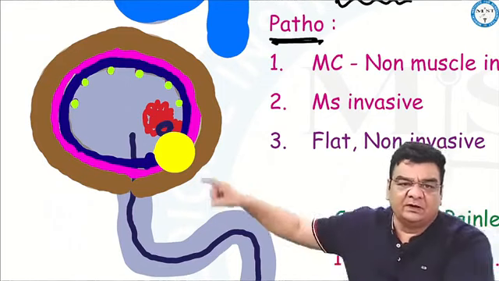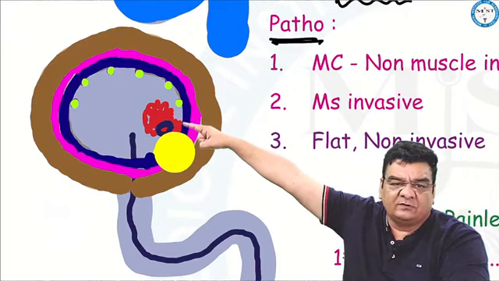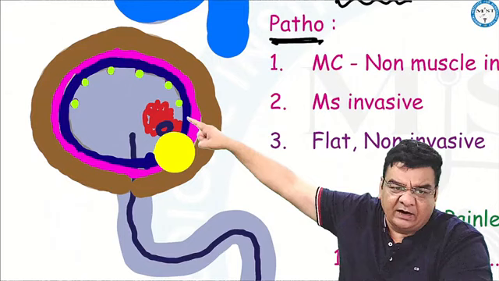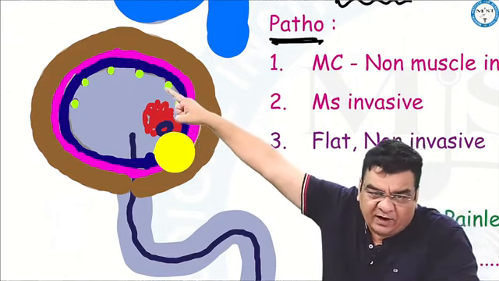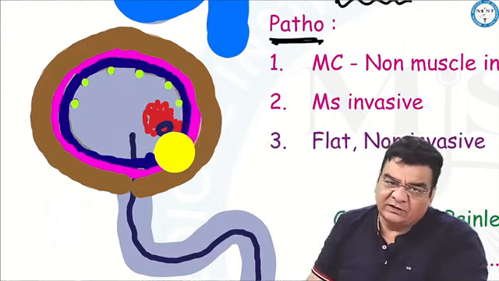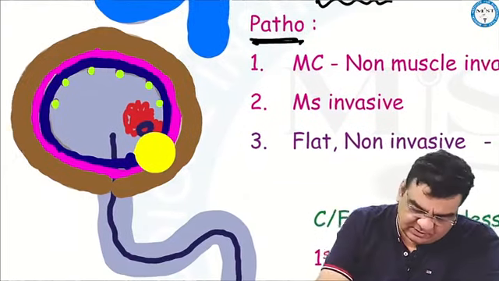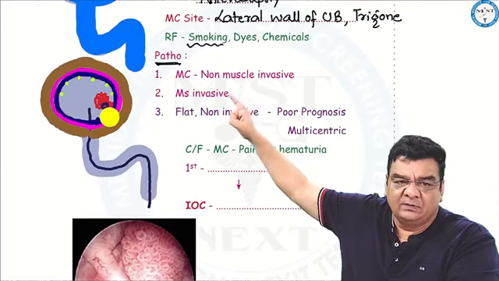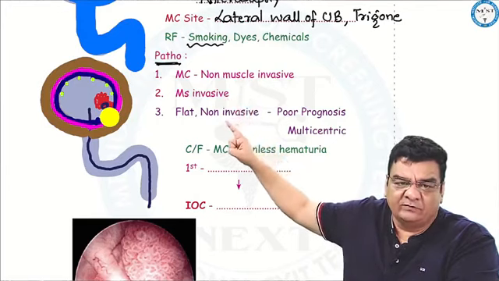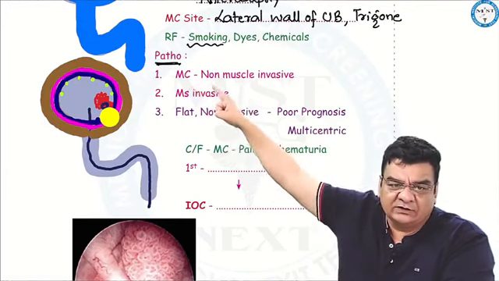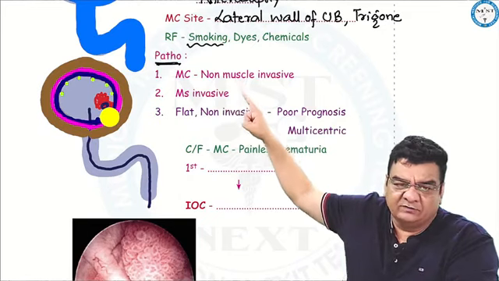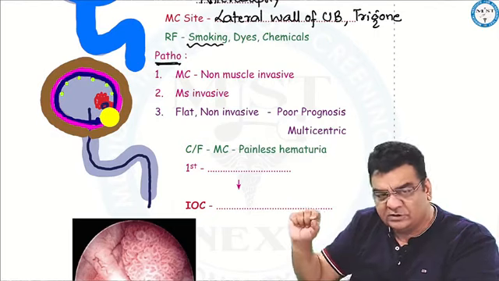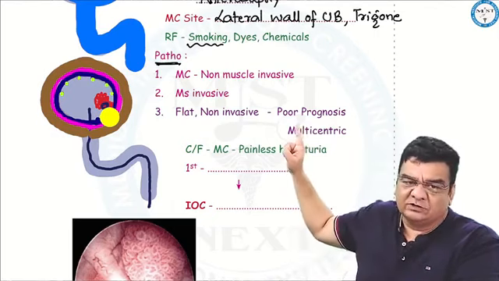Most common type, beta, is the non-muscle invasive. The second one is a muscle invasive solid tumor. And the very rare type is a flat, non-invasive carcinoma in situ type of cancer. So pathologically, there can be non-muscle invasive, muscle invasive, and flat non-invasive. Most common out of these three is non-muscle invasive. The flat cancers, because they are present at multiple locations, carry a poor prognosis.